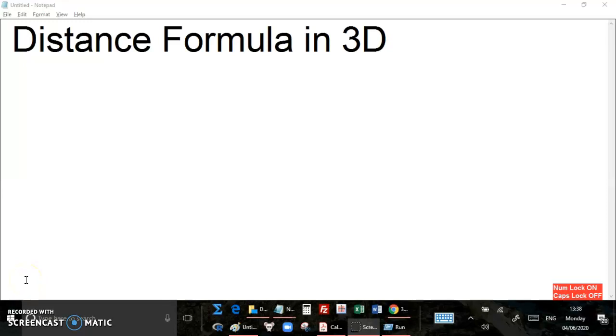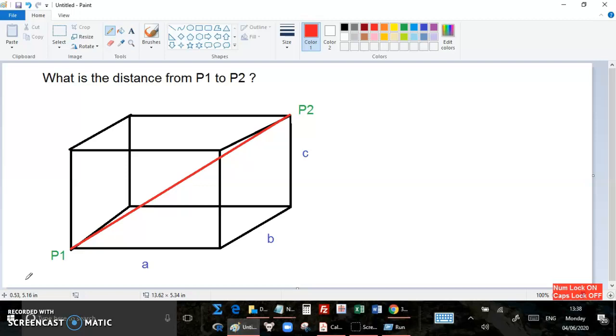Distance formula in 3 dimensions. Okay, so imagine you have this red line. We want to find the distance of that red line. And the red line is inside a rectangular prism, and it goes from the front lower left corner towards the back upper right corner. So what is a nice formula for that line in terms of the length, depth, and height of this rectangle?